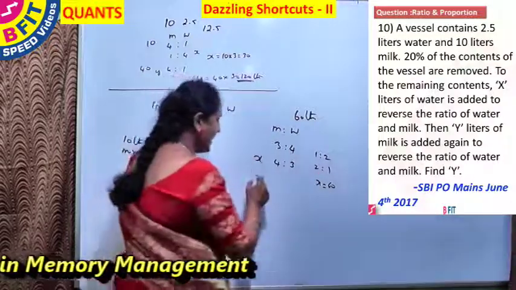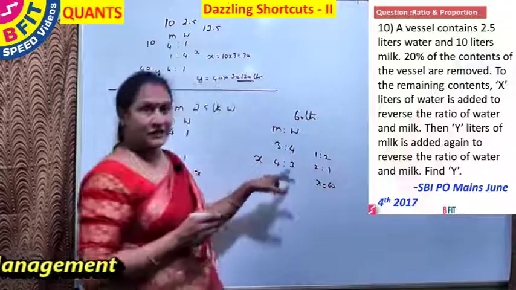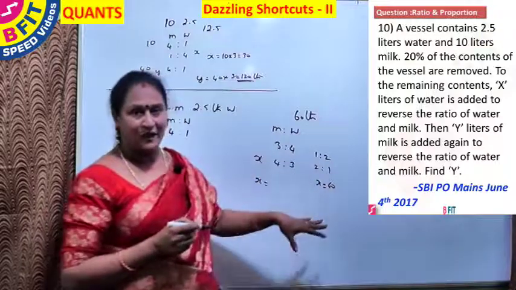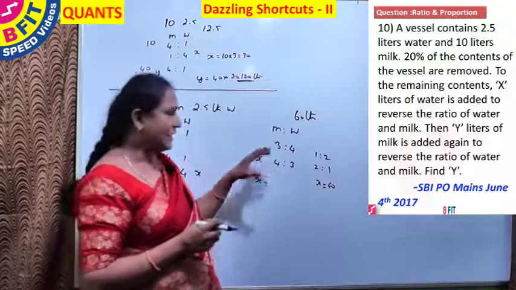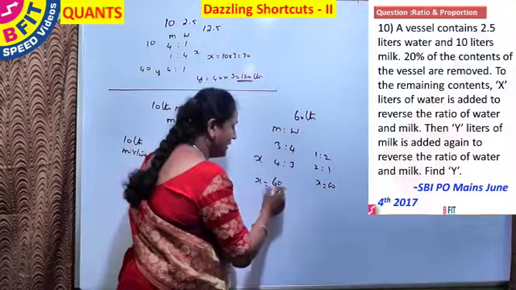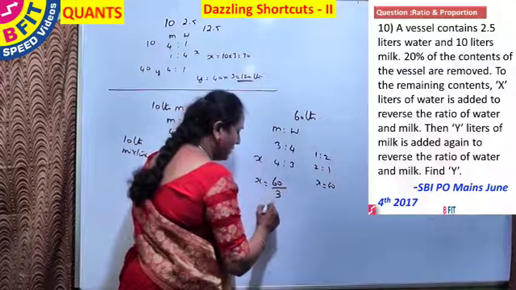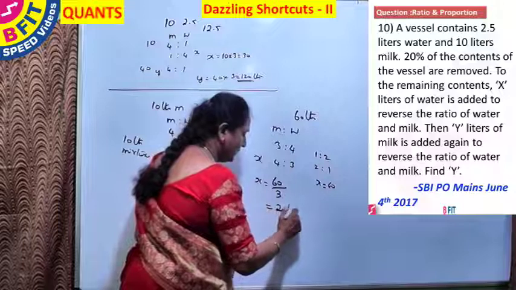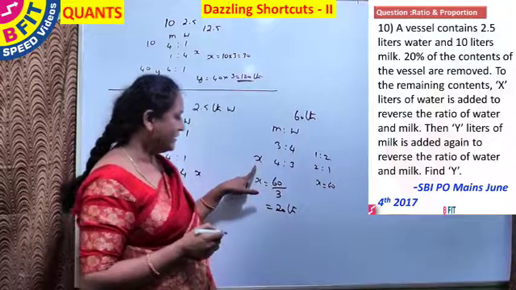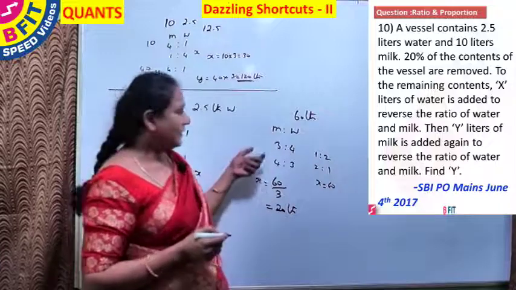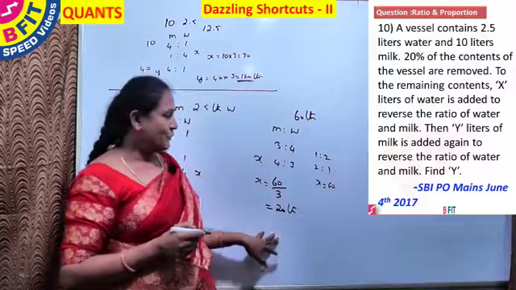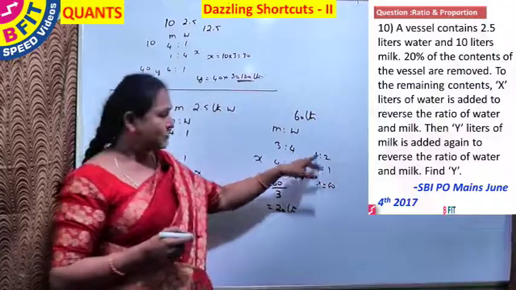So here X will be, whatever the ratio is, divide by the smaller value. I showed you the working part. You can try the working part and you can see it will tally. This 60 liters, whatever the quantity is, divide by the smaller value, 20 liters. So when the ratios are reversed, the X value will be the initial quantity divided by the smaller value. We'll see whether it is applicable to this ratio.